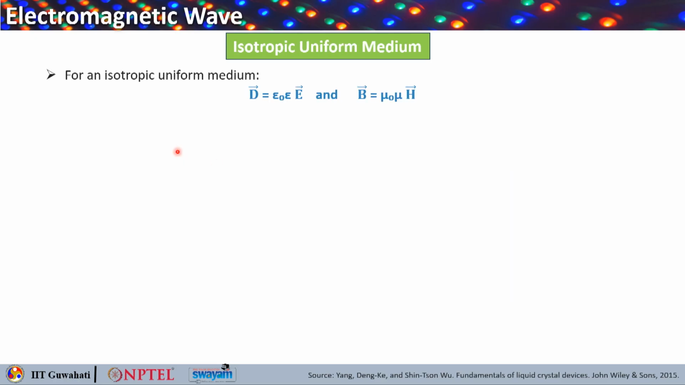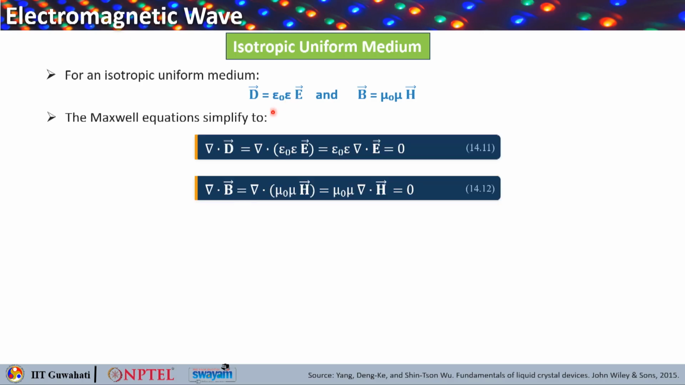Now in the case of an isotropic medium, where the properties are the same in all directions, your constitutive relations become simpler. You do not need to use a tensor for permittivity as well as permeability. You can simply use the same value, so the equations look much simpler. You can also put this into your Maxwell's equation, divergence of D. Now instead of D you can write epsilon naught epsilon E.